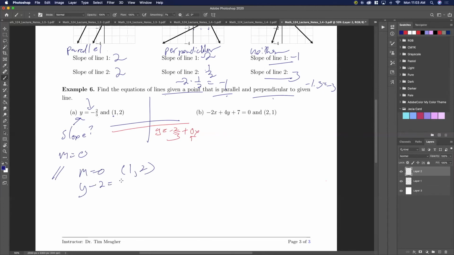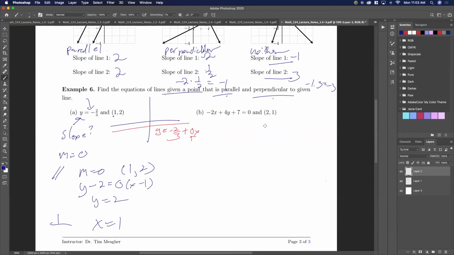Y equals -2 times (x minus 1)? Well, 0 times (x minus 1) is just 0, right? So I get y equals 2. So y equals 2 is the parallel line. The perpendicular line would be 1 over 0, so that doesn't work. So here it's just the x value. Okay, so this is more of a concept question than a calculation question.